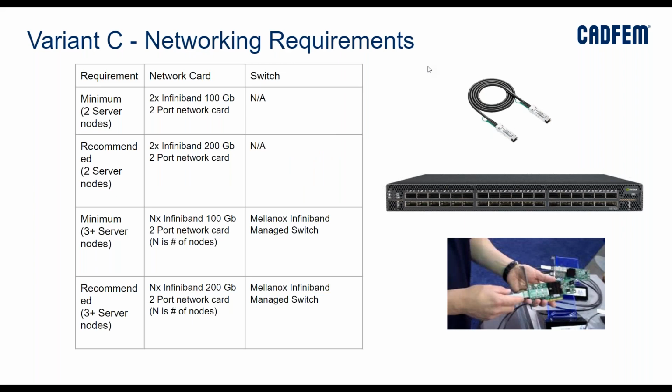And this is about the networking requirements. This is what an InfiniBand switch looks like, and this is what an InfiniBand cable looks like, and that's your InfiniBand card. It looks a lot like a network card, but it's a lot faster. So for 2 server nodes, 200 gig InfiniBand cards and a 2-port network card. And recommended, again, this is down to budget really, but obviously the faster the better. And then if you've got 3 server nodes, you need a Mellanox InfiniBand managed switch as well, and the 100 gig cards, and recommended 200 gig cards.